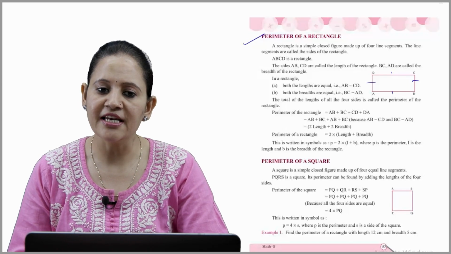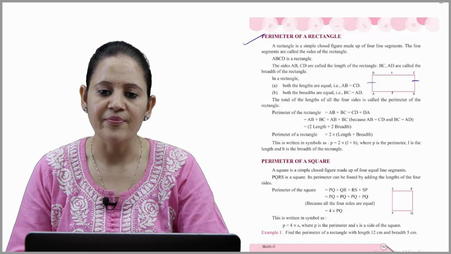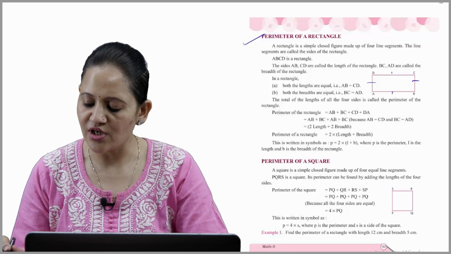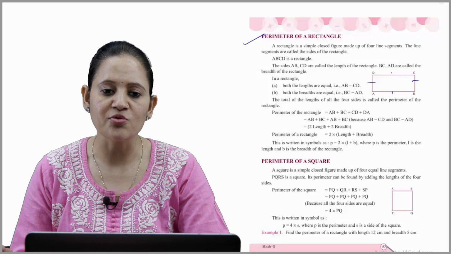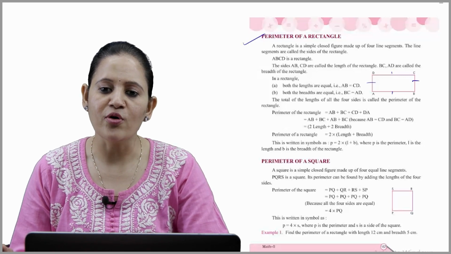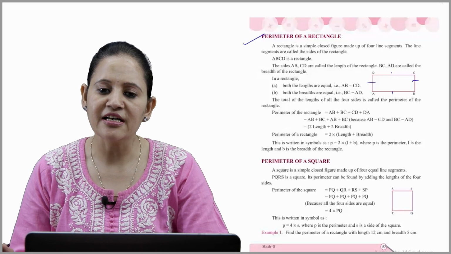So AB and CD, they are called the length of the rectangle, and AD and BC, they are called the breadth of the rectangle. In the rectangle, both the lengths are equal. Opposite sides equal होती हैं. So AB equals CD हो जाएगा. Both the breadths are equal, means BC equals AD. So the total length of all 4 sides is called the perimeter of the rectangle. Perimeter of rectangle क्या हो जाएगा यहाँ पे?